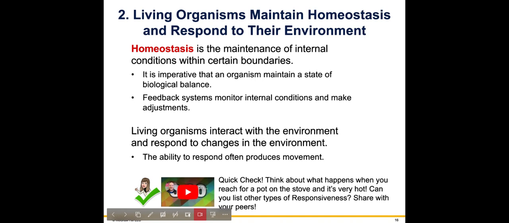The second part is that living organisms maintain homeostasis and respond to their environment. Homeostasis is that internal balance within certain boundaries, and it's very important for a living organism to keep a steady state or a biological balance. And a feedback system helps us to monitor. So if it goes beyond that boundary, we bring it back down. That's that feedback system, and it's able to help us make adjustments to maintain homeostasis. Living organisms interact with their environment and respond to those changes. That's responsiveness, and it is part of maintaining homeostasis and responding to the environment because we have to be able to react to changes. And the ability to respond to our environment produces a movement.